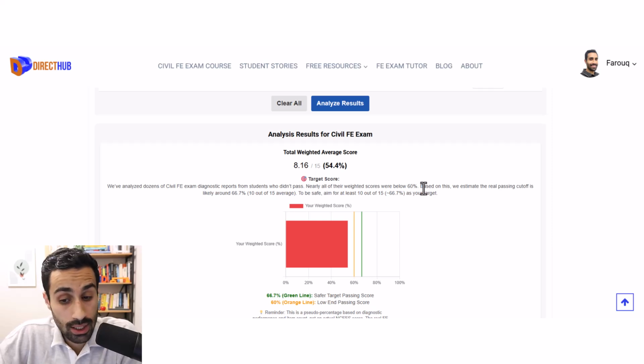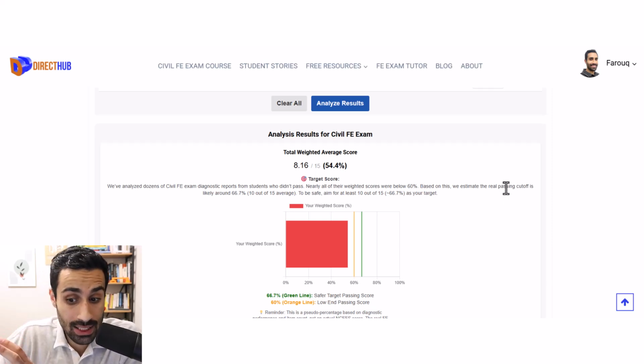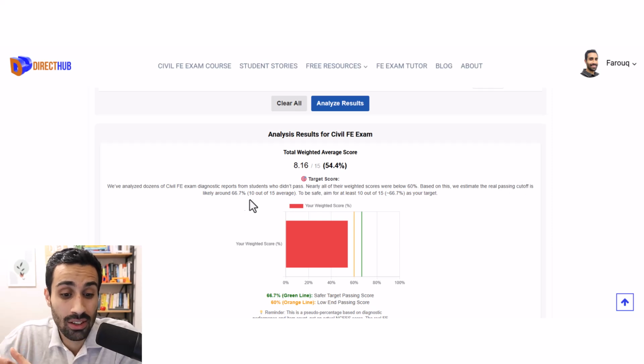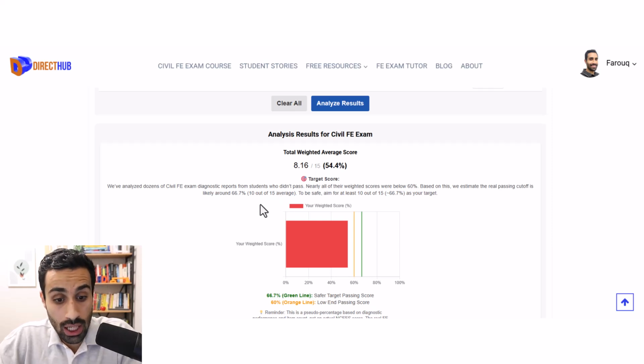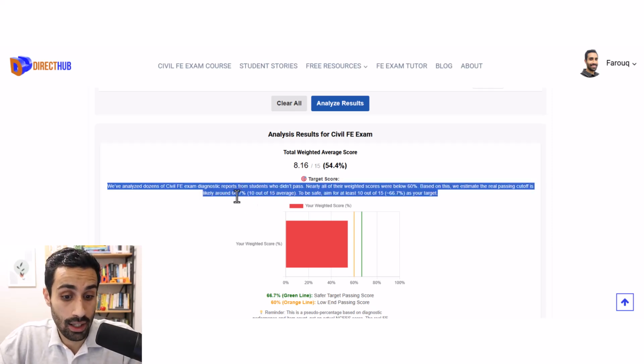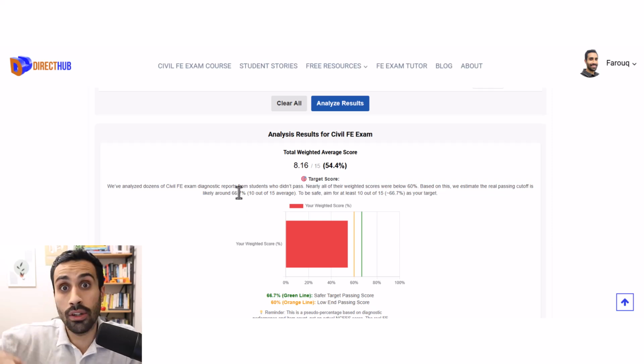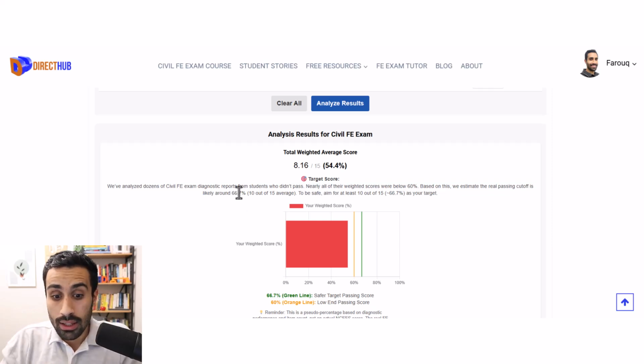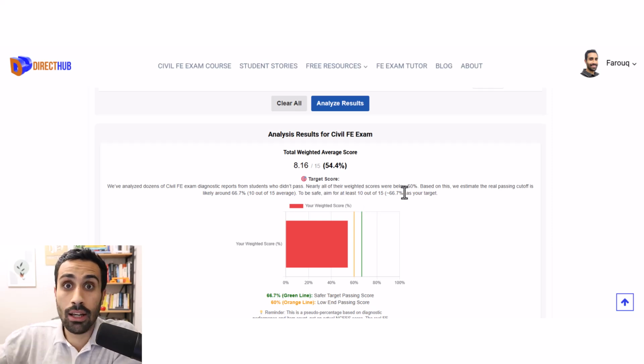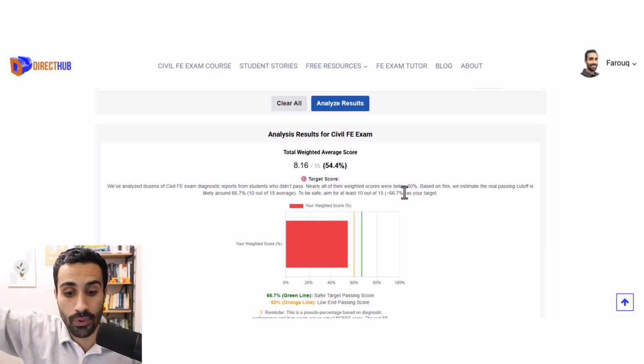So based on this, we're going to estimate that the real passing cutoff is around 66.7, which is 10 out of 15 on average, but that's going to be on the high end, to be on the very safe side. Now, to be safe, let's aim for that. Let's aim to shoot high. We're going to set a high standard and aim for that.